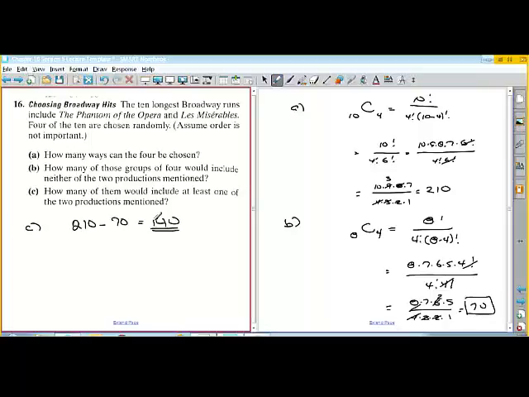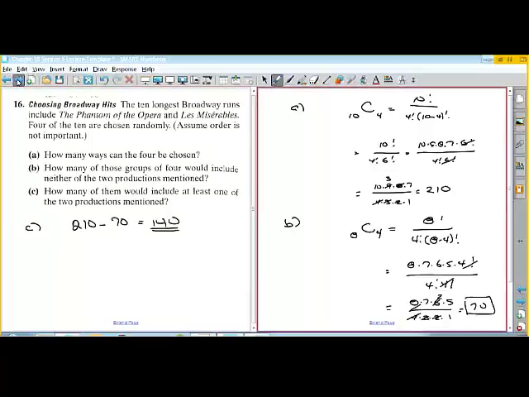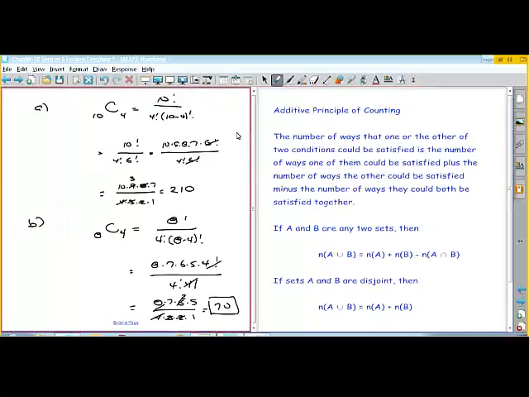You wouldn't think there would be that many, but it's basically 2/3 of the choices. It doesn't matter, you could pick any 2, whatever the other shows are, would at least have Phantom of the Opera and Les Miserables. Okay, so that's using the complement.